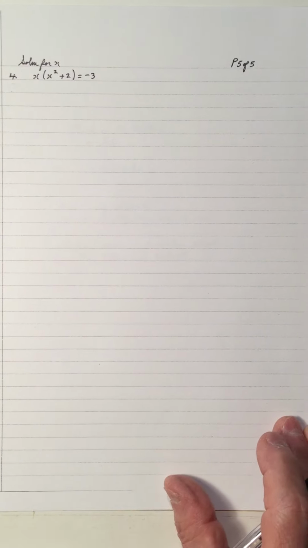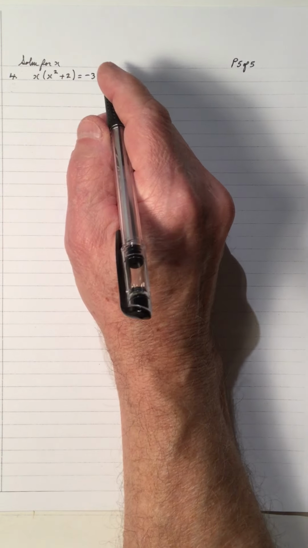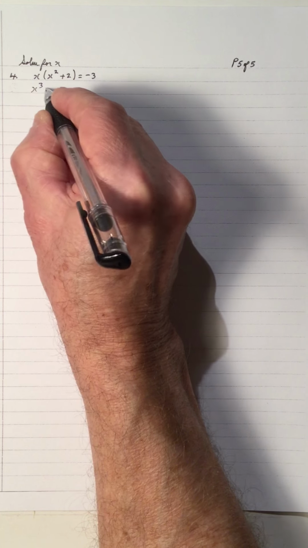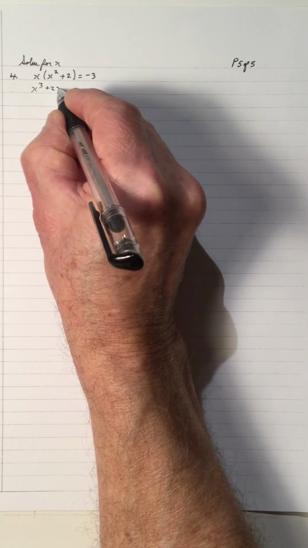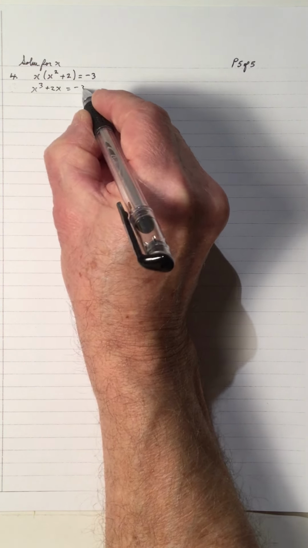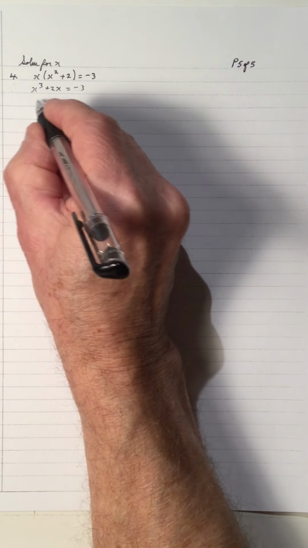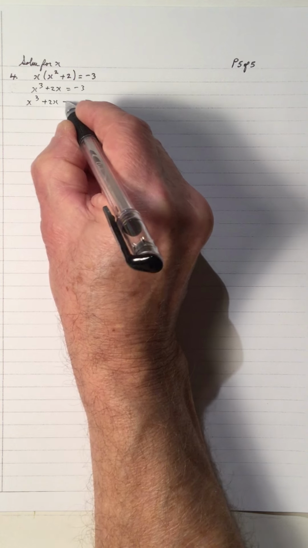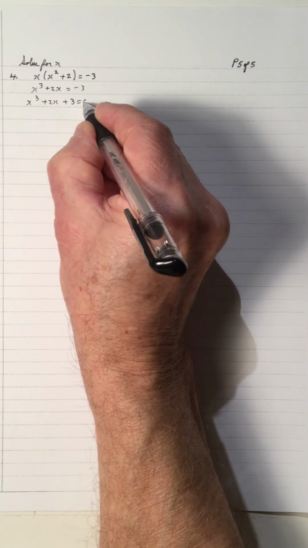Try one more. Solve for x. And again, we had to get rid of the brackets by going x cubed plus 2x equals negative 3. Now we have to have descending order. So x cubed plus 2x plus 3 equals 0.